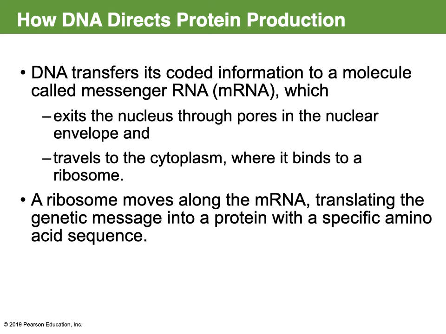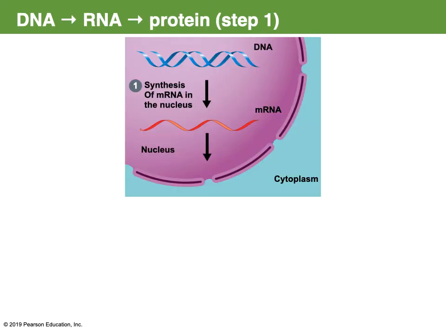So the DNA itself does not exit the nucleus, but many copies of specific parts of it are being made and sent out into the cell for proteins to be made. So that messenger RNA exits the nucleus through pores in the nuclear envelope, and then travels into the cytoplasm where it binds to a ribosome. And that ribosome is going to move along the messenger RNA, translating that genetic message into a protein with a specific amino acid sequence. We're going to spend a lot of time going into this in more detail later on.